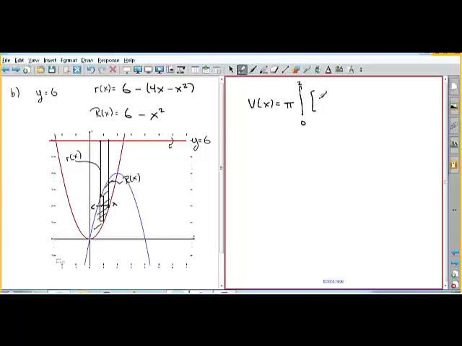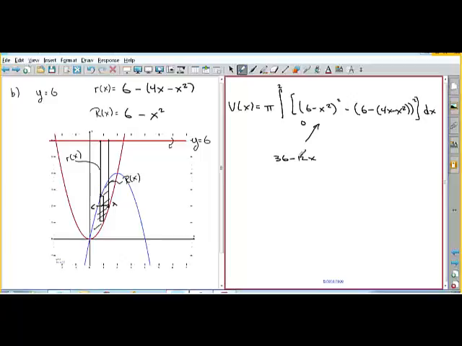So we integrate from 0 to 2. The outside radius is going to be 6 minus x squared, and we square that, and we subtract 6 minus the quantity 4x minus x squared, the whole thing squared, and multiply by dx. So you can see this calculation is going to be a little more difficult. What we have is a quadratic expression here that we have to square. So the question is, how do you do that? This part's going to be easy.